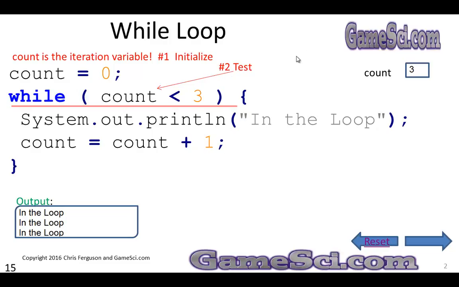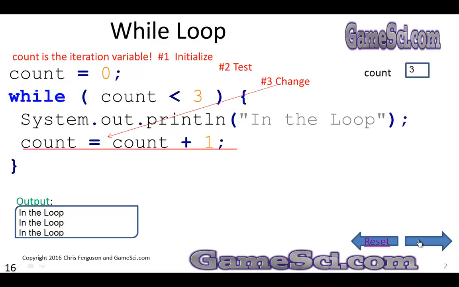And finally, the third thing that you have to do in order to get a loop to operate properly is you have to change the iteration variable. It is important that somewhere inside this loop, the value of count changes. If the value of count never changes, this never goes to false. So, there you have it. If you're writing a loop, before you run the code, check those three things.